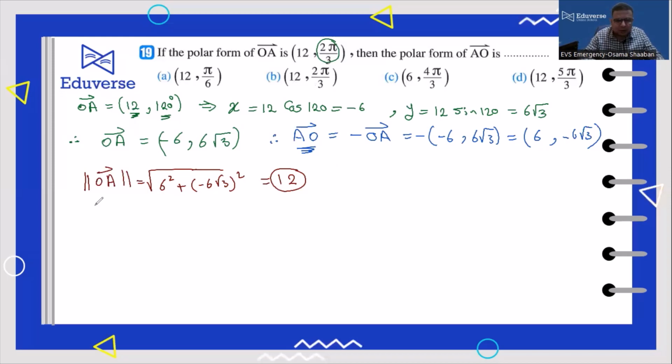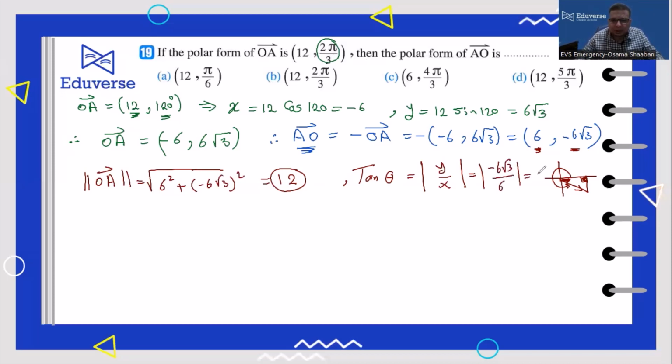So you remember tan theta. This is in the fourth quadrant, where x is positive and y is negative. So you will find the angle here in the fourth quadrant. You get the angle theta without the negative sign, then subtract it from 360 to be in the fourth quadrant. So first tan theta equals the absolute value of y over x, the absolute value of negative 6 root 3 over 6. You will get root 3, right?